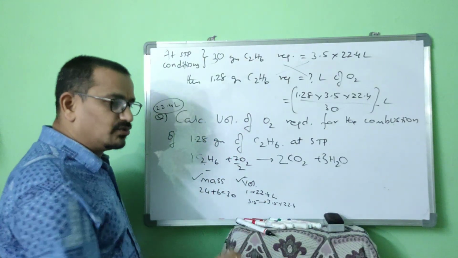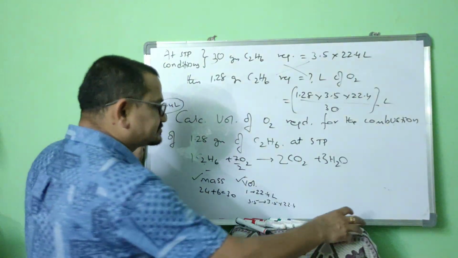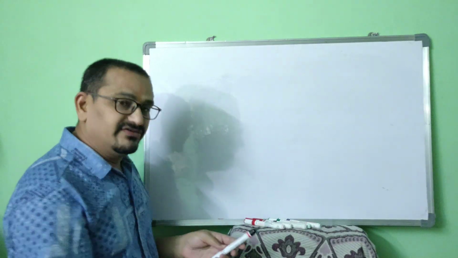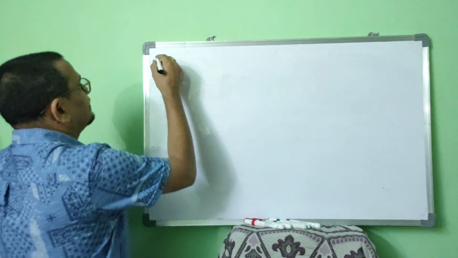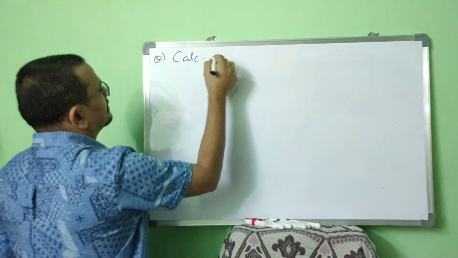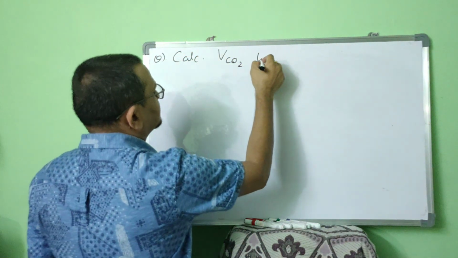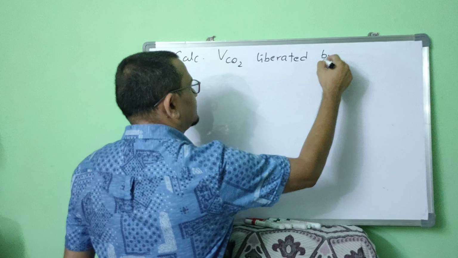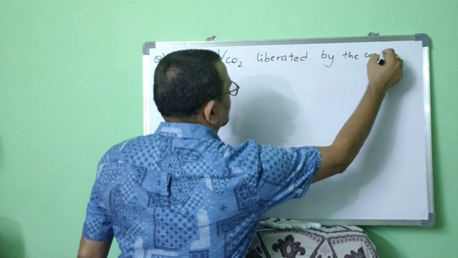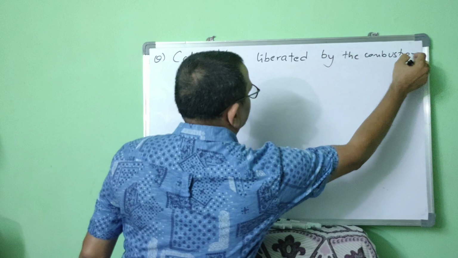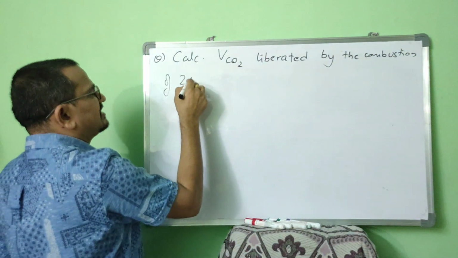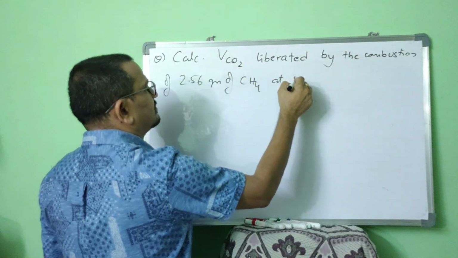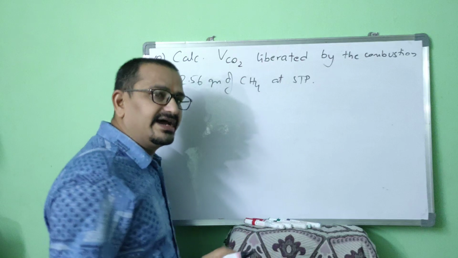So let us see one more question of this type. Right? Now we will discuss another numerical of this model. See, calculate the volume of carbon dioxide liberated by the combustion of, we'll take some value, 2.56 grams of methane at STP. 2.56 grams methane at STP.